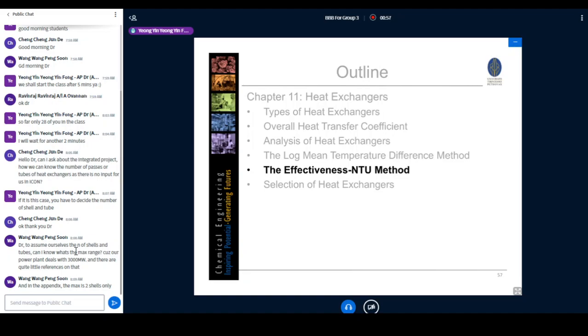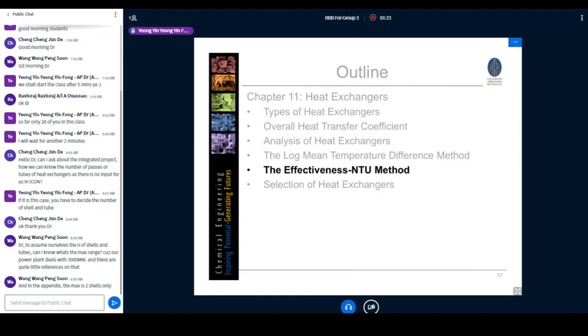Okay. For the number of shells and tubes, in the appendix or in the textbook, it may consist of up to 2 shells only. You can refer to any other reference book as well.